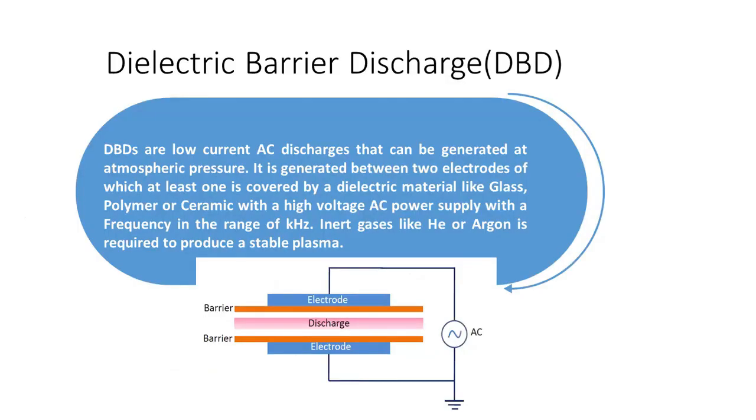Now here is dielectric barrier discharge, DBD. DBD, or dielectric barrier discharge, is also called silent discharge, where the discharge is generated between two electrodes, of which at least one is covered by dielectric materials like glass, polymer or ceramic, using a high voltage AC power supply with a frequency in the range of kilohertz. And here inert gases like helium or argon are required to produce a stable plasma.